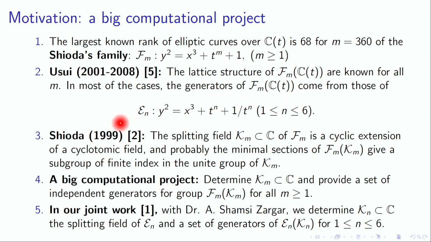But in 1999, Shioda gave a statement in some of his papers that the splitting field K_M of this family is a cyclic extension of a cyclotomic field, and probably the minimal vectors in this lattice give a subgroup of finite index in the unit group of this number field. This remark was the origin of a big computational project which we started in the middle of the pandemic.